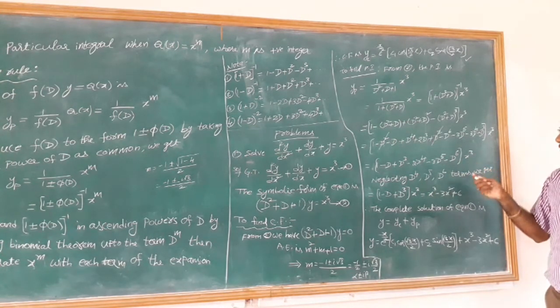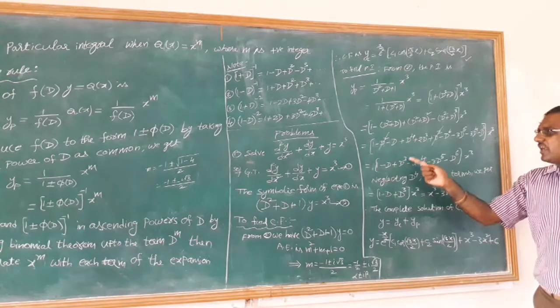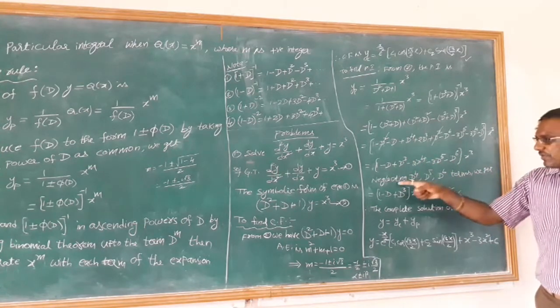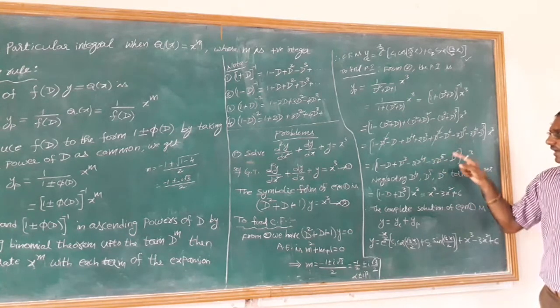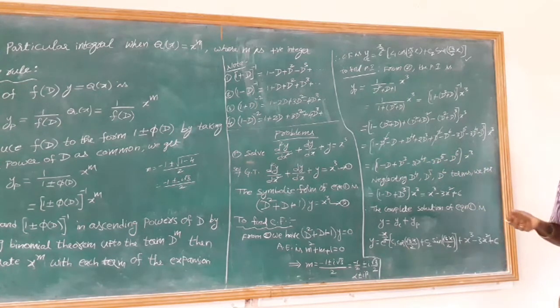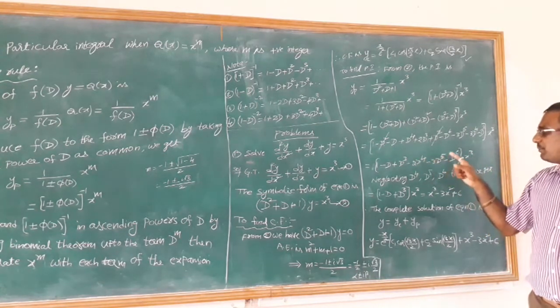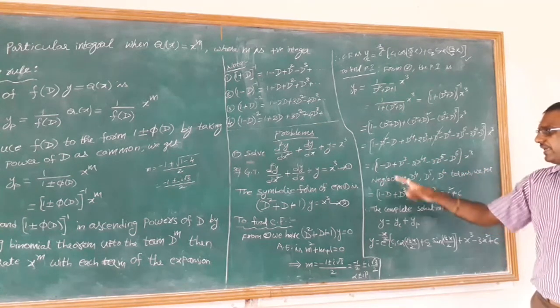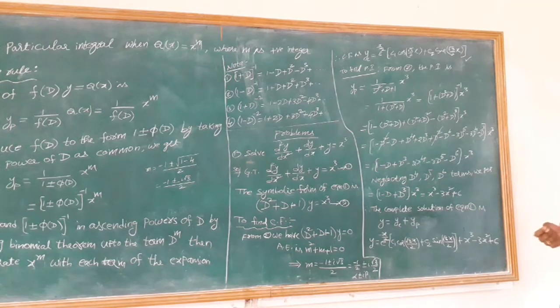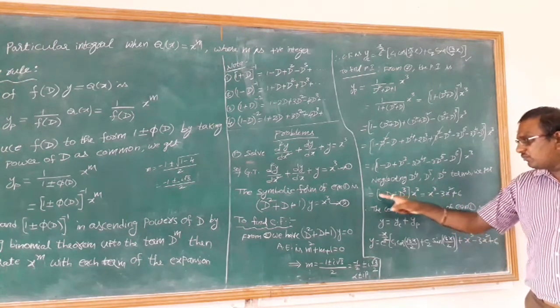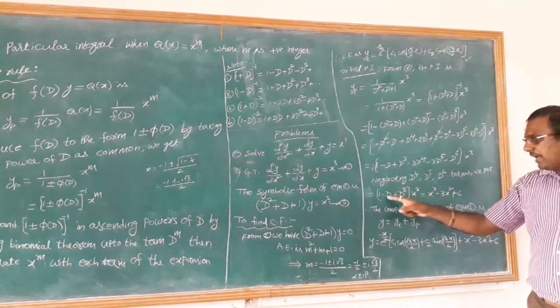Right? But what do we want? We require up to the term d cubed only. So that's why you can neglect the terms d power 4, d power 5 and d power 6. By neglecting these d power 4, d power 5 and d power 6 terms, we get 1 minus d plus d cubed into x cubed. Now multiply. What happened? 1 into x cubed is x cubed, minus d x cubed.